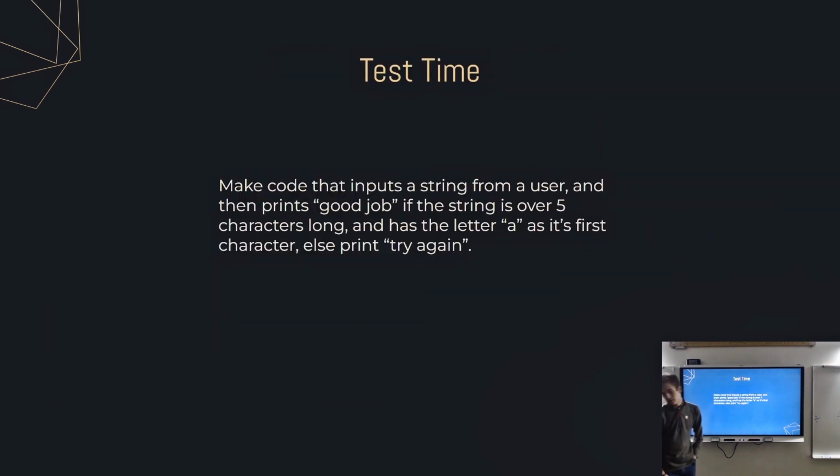All right, so how about the next test? Make code that inputs a string from the user and then prints "good job" if the string is over 5 characters long and has the letter A as its first character, and else prints "try again". Once again, this is referencing one of the earlier videos we made on strings and different methods for strings, which is a reference data type. So I'd recommend going back to that and referencing that. With that, you're able to complete this. We're going to be doing a very similar thing using while loops, and you're also going to use the string functions in order to complete this test.